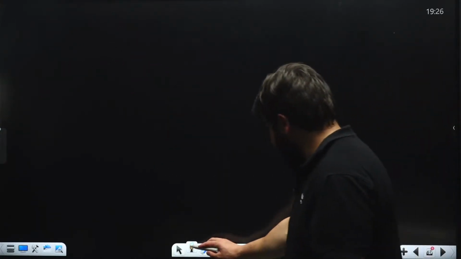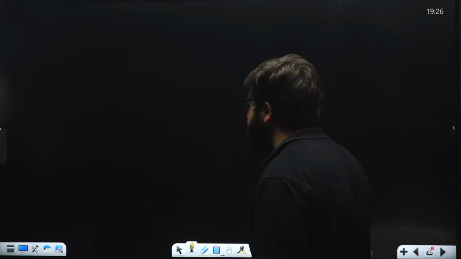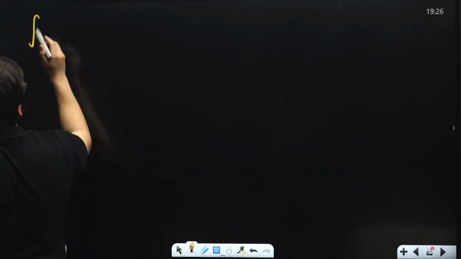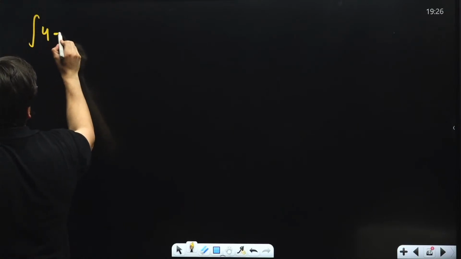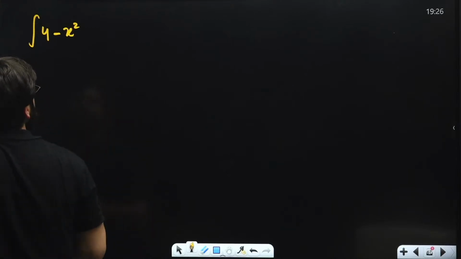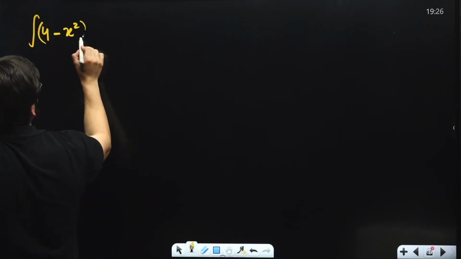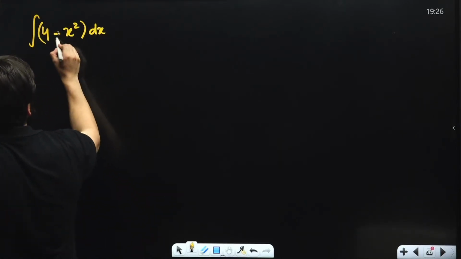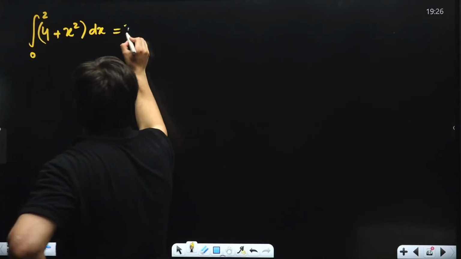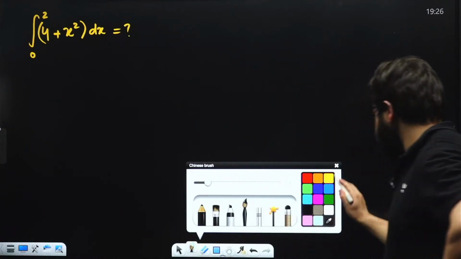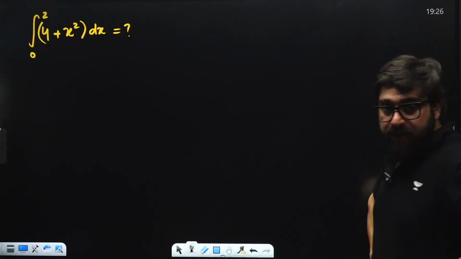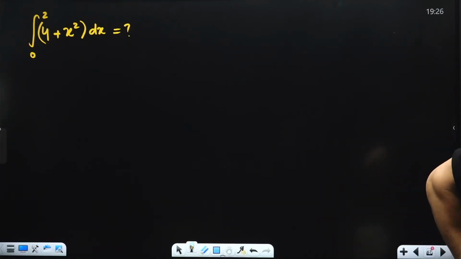Similarly, let's suppose the integration of 4 plus x square dx, from 0 to 2. What is the value of its integration, if this is the question? Guys, understand one thing.